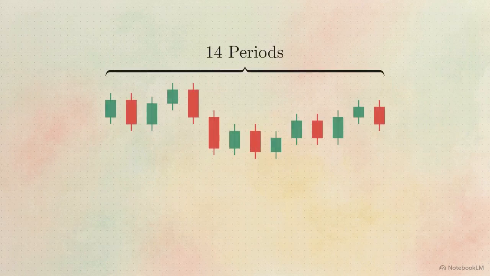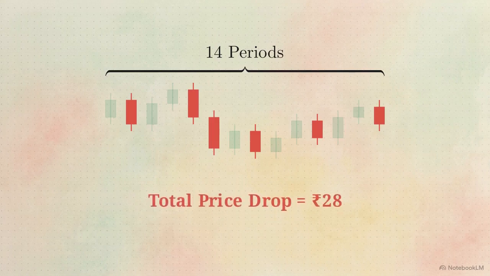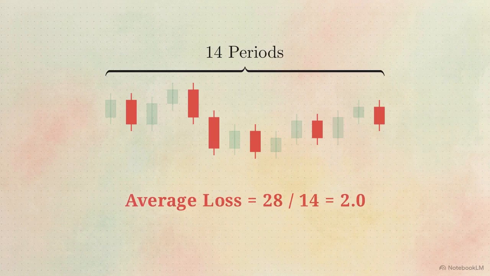We isolate the 6 downward moving candles. During these negative sessions, the price dropped by 28 rupees. Dividing that 28 rupee loss by our 14 periods gives an average loss of 2.